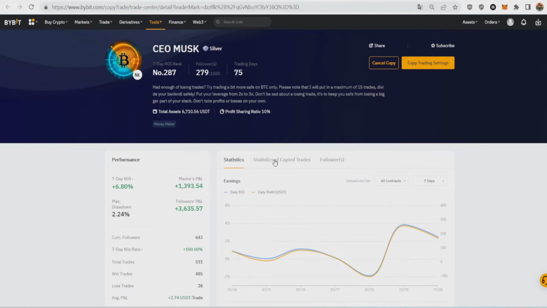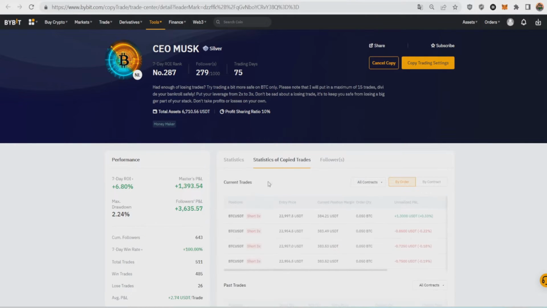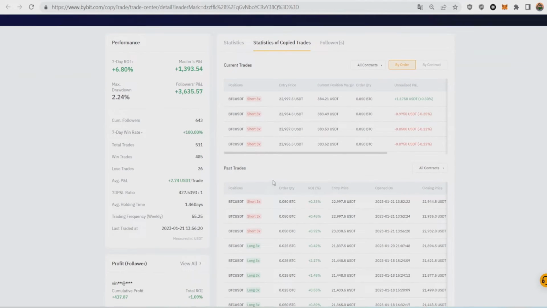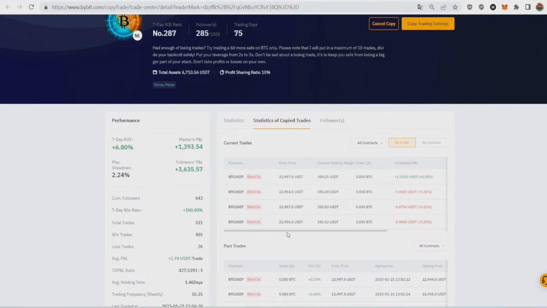Next thing is you want to go to statistics of copy trades, and you don't want many trades to be open. Like these are his open trades. He only has 4 trades open, which is really nice, and his open trades are only minus 0.18%, so we just opened them. If you open a trader and you see like 20 trades open, all with like minus 45 to 50%, red flag already, guys.